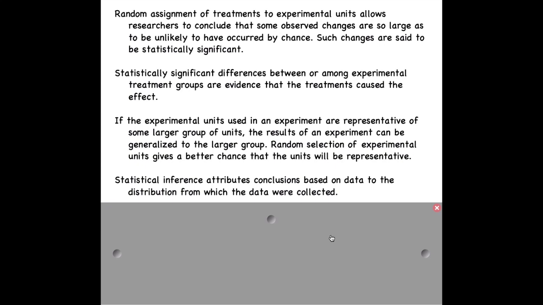The process of statistical inference, which is what we did in the second half of the year, attributes conclusions based on data to the distribution from which the data were collected. So that kind of goes back to that sampling thing. When we do our inference, when we do confidence intervals and significance tests based on data, we can attribute that to the population where we got the data from.